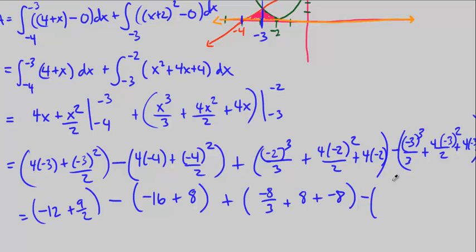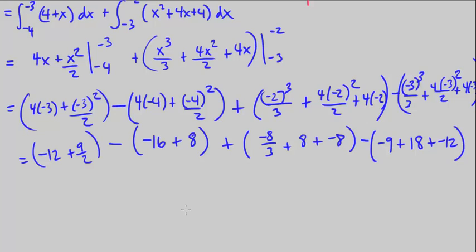Minus 3 cubed, negative 3 cubed is negative 27. Divide by 3 is negative 9. Plus 3 squared, negative 3 squared is 9. 4 divided by 2 is 2, so 9 times 2 is 18. Plus 4 times negative 3 is negative 12. Now we're just kind of simplifying this.